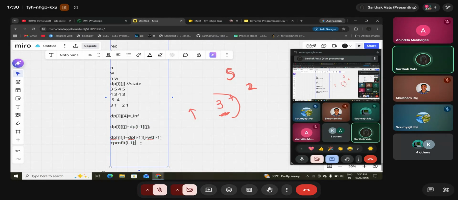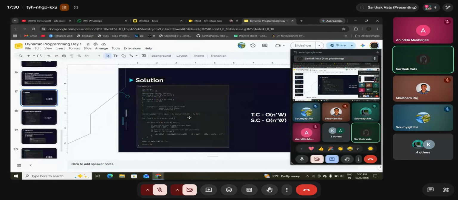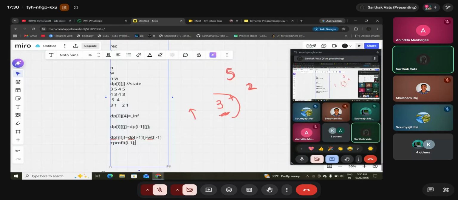And so let's move on to the code now. So, this was an example of 2D DP, but it doesn't necessarily have to be a 2D DP. One thing that you can notice here is that the state is just depending on i minus 1, right?